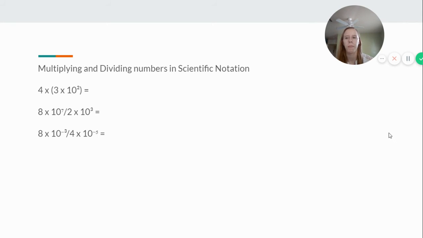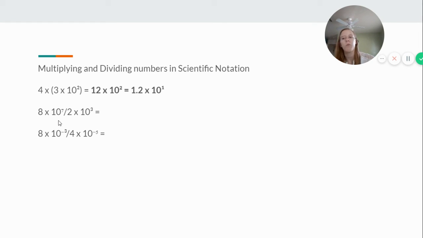Okay? So next, review of multiplying and dividing. Multiplying on your assignment is going to look a lot like this. So 4 times 3 is going to get you 12 times 10 to the second, but that's not in scientific notation, so we fix that: 1.2 times 10 to the first.